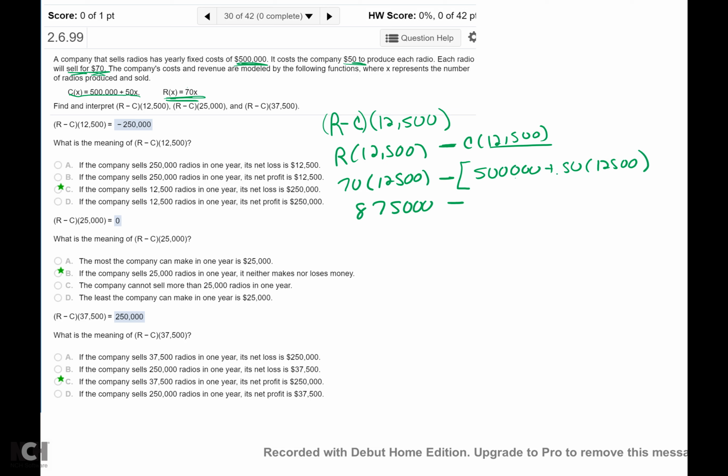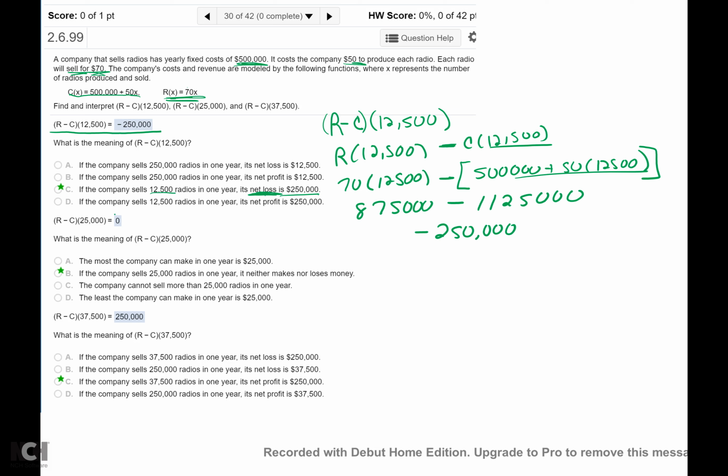So if I do 70 times 12,500, I get 875,000 minus, if I do inside parentheses here, I've got 500,000 plus 50 times 12,500, and you get 1,125,000. So if I subtract those, 875,000 minus 1,125,000, I get negative 250,000. Okay, so R minus C of 12,500 is negative $250,000. Negative, which means if you produce 12,500 radios, you're going to have a loss of $250,000.